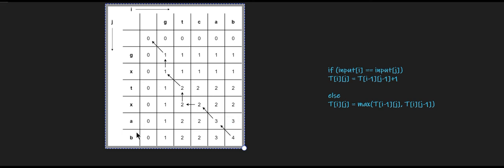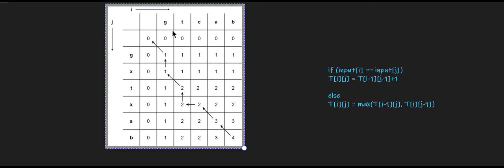We move on to the last row of this matrix. So now we compare GXTXAB with G, the last characters don't match, so we have to take the maximum of upper adjacent row and the left adjacent column, so 0 and 1, we get 1. When we compare GT with GXTXAB, we have to take the maximum of 2 and 1, again we get 2. Now when we compare GTC with GXTXAB, the last character don't match, so we again take maximum of 2 and 2, so we get 2.